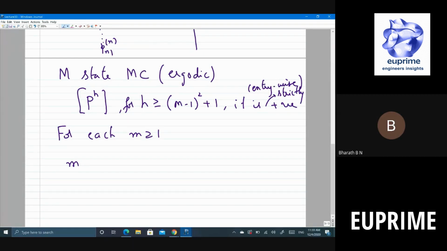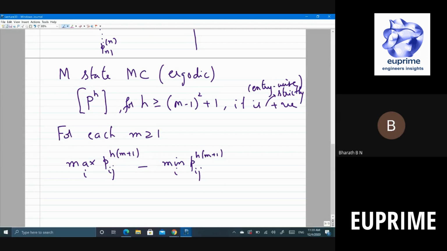So now we'll pick an m greater than or equal to 1. What we're going to look at is the max over all i of Pij. I'm not going to look at h, but something larger than h, so h times m plus 1. And I look at the minimum over all i of Pij times h times m plus 1. Is that fine? So I'm going to look at the difference.